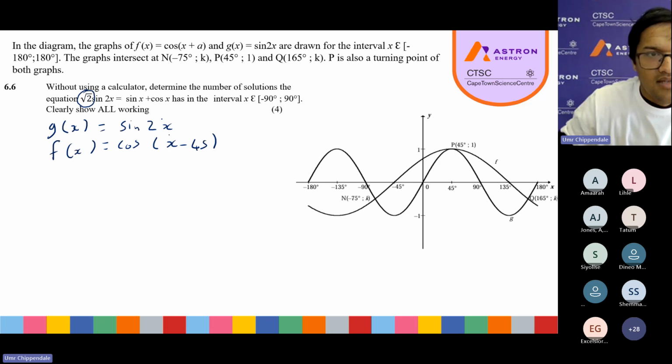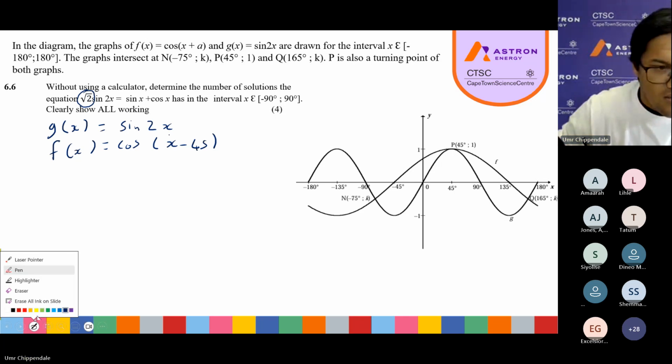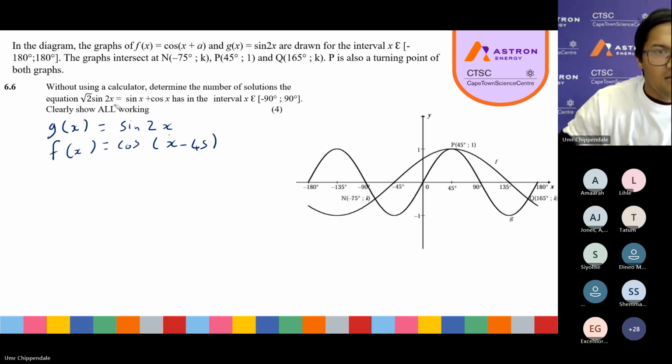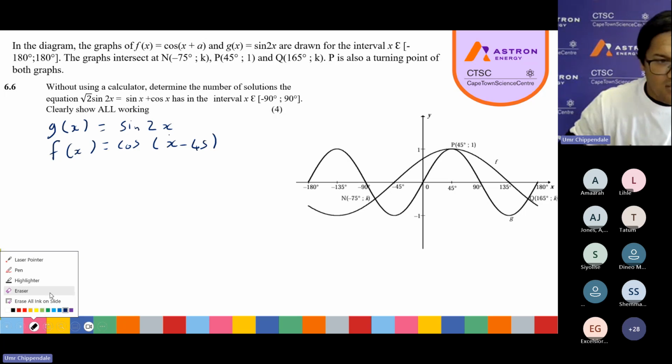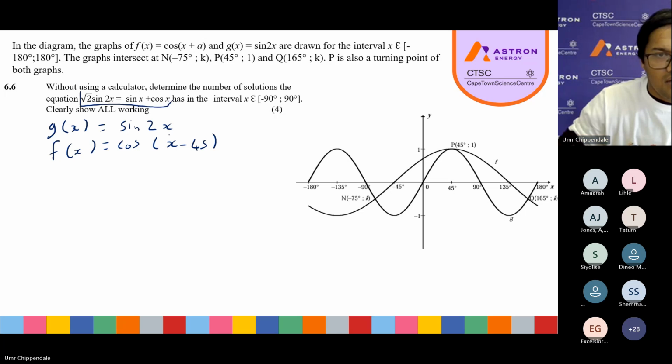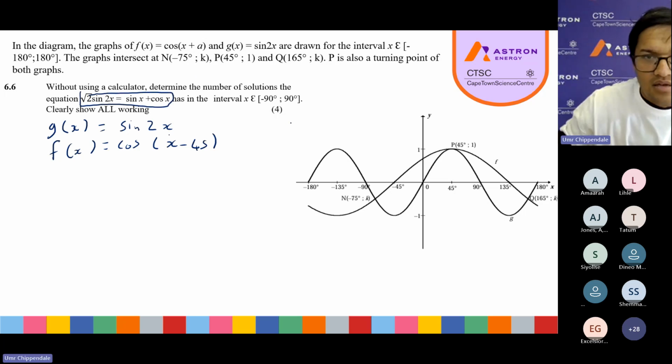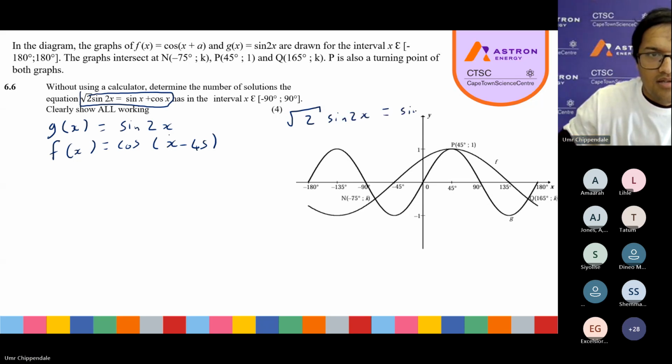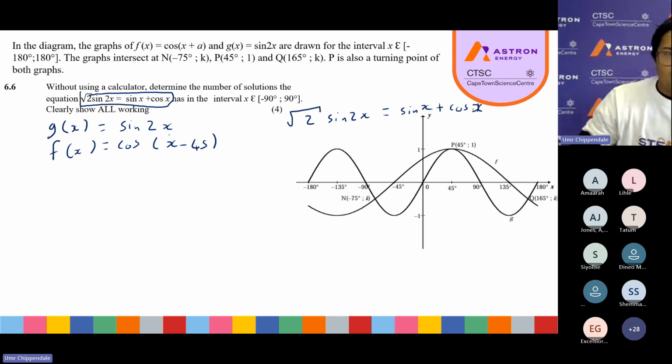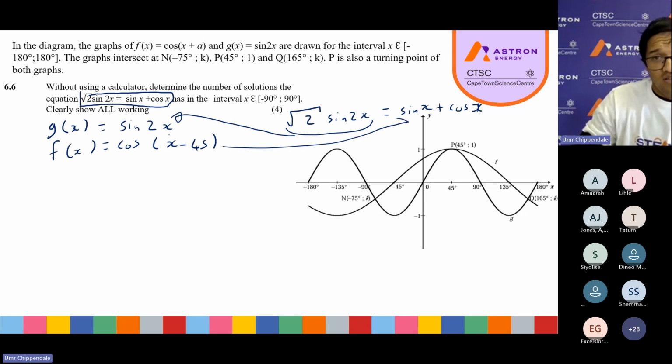A hint I can tell you is that here they told us, you see what is given. I'll write it out for you as well. This part that they've given us, if we write that out, square root 2 sine 2x is equal to sine x plus cos of x. If we relate that together, this part here looks very similar to our g of x. F of x looks very different to this over here.